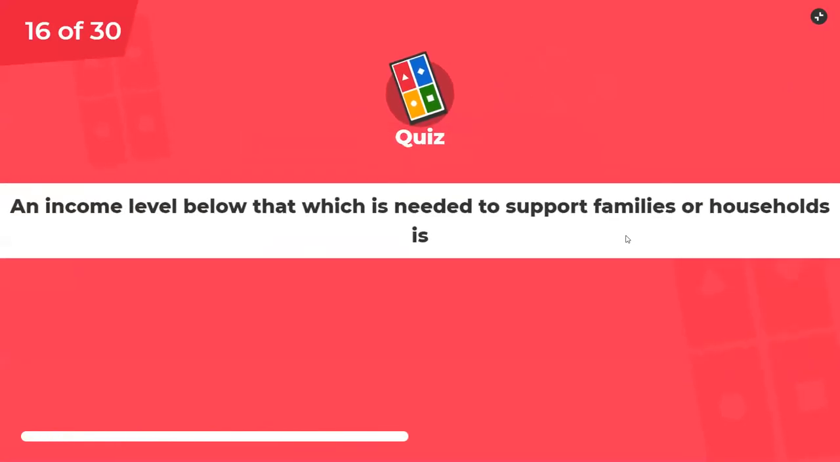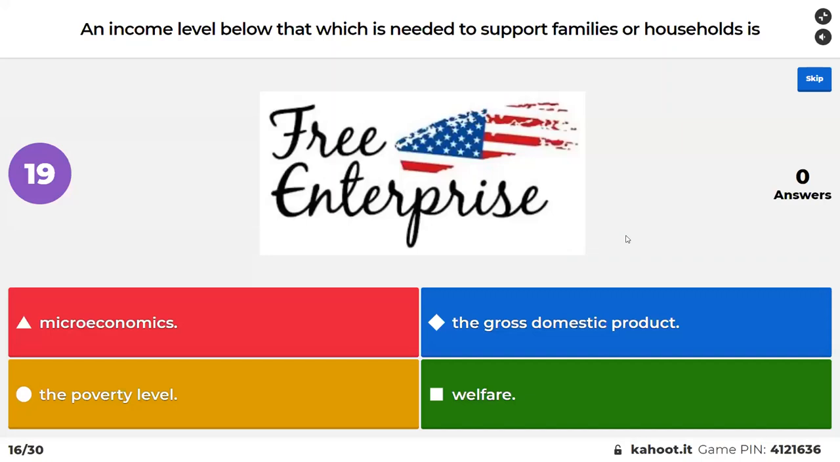An income level below that which is needed to support families or households is known as what?